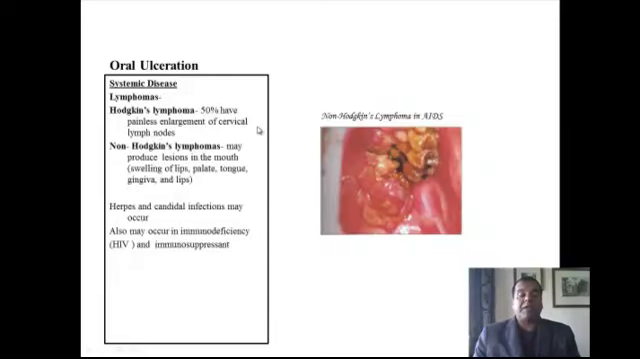Lymphomas, as has been covered in previous lectures, include Hodgkin's lymphoma, where 50% have painless enlargement of cervical lymph nodes, and non-Hodgkin's lymphoma, which may produce lesions in the mouth, such as swelling of the lips, palate, tongue, and gingiva. Herpes and candidal infection also may occur. These lesions may also be more prevalent in HIV or immunosuppressed patients. Here's an example of a non-Hodgkin's lymphoma in the palatal area of this patient, which gives that boggy appearance.